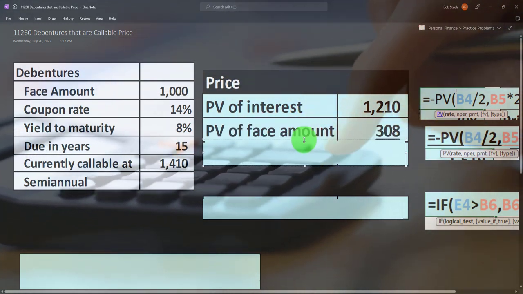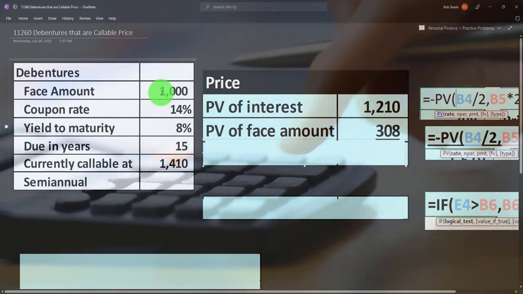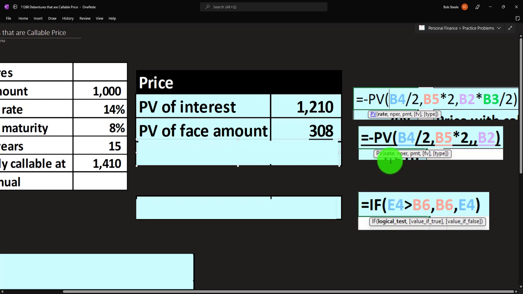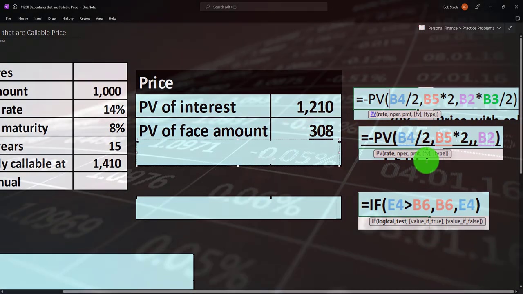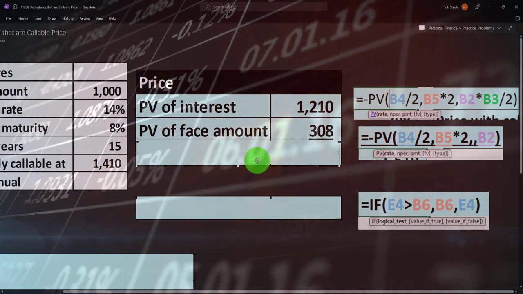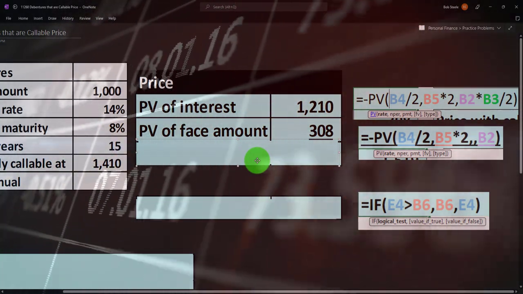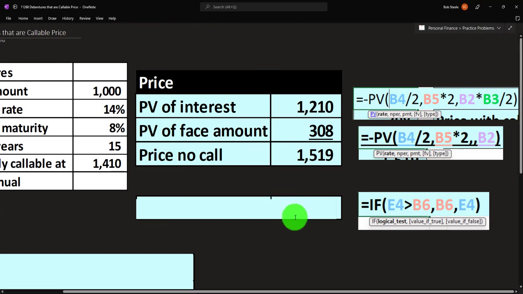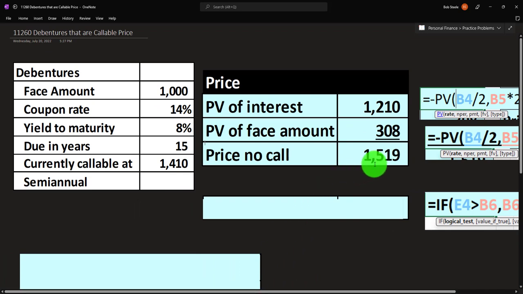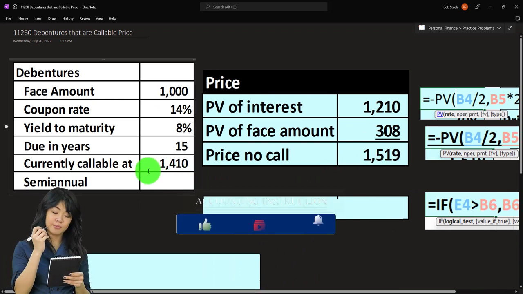1,210. Then we're going to take the present value of the $1,000 lump sum we're going to get at the end here, 15 years later. So negative present value, the rate is going to be the yield to maturity divided by two. Number of periods is going to be the 15 times two, comma, comma, because there's no payment because it's not an annuity. Present value of one. Future value then is going to be that $1,000, bringing that $1,000 back to the current period, valuing it at the 308 about. That gives us the price of $1,519.